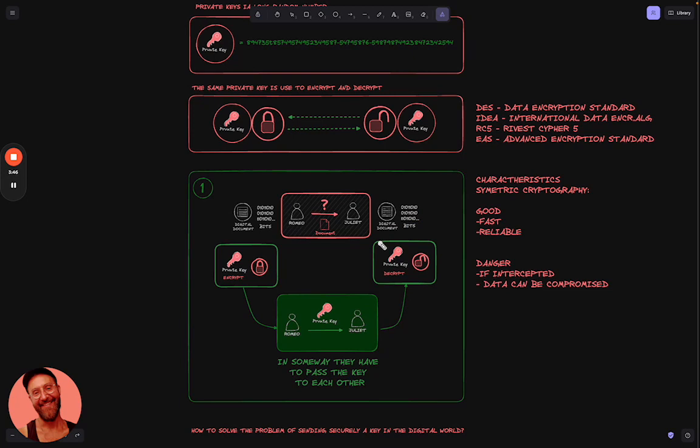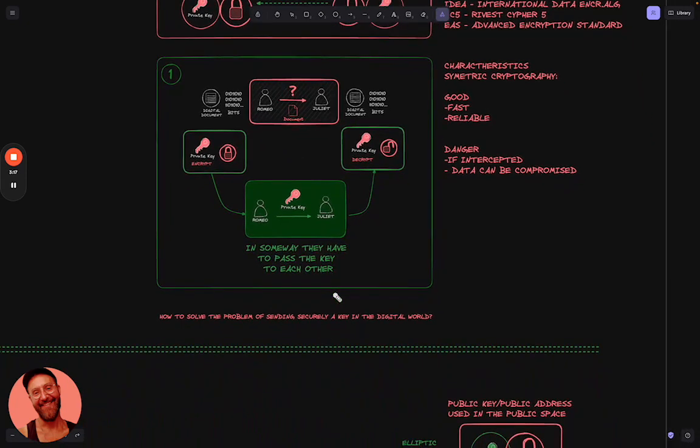The problem, obviously, is that in real life, maybe Romeo can meet Juliet in a bar and pass her the private key. But how can we pass this private key safely in the digital world? So, symmetric cryptography, although it's very fast and very reliable, and these are good points, has the danger that if the key is intercepted, the data will be compromised in both ways.